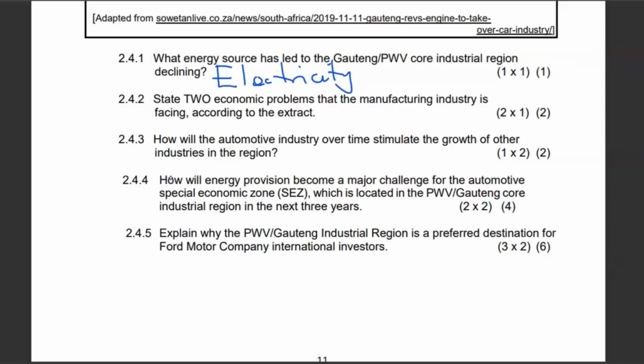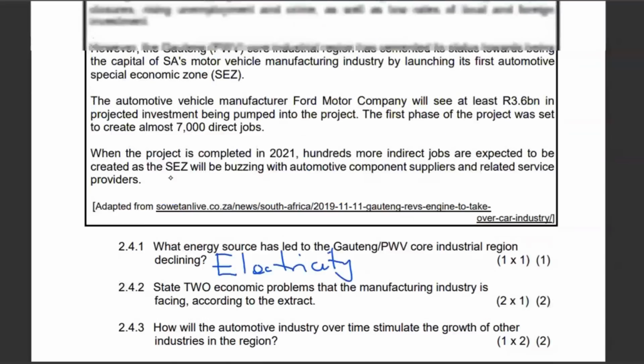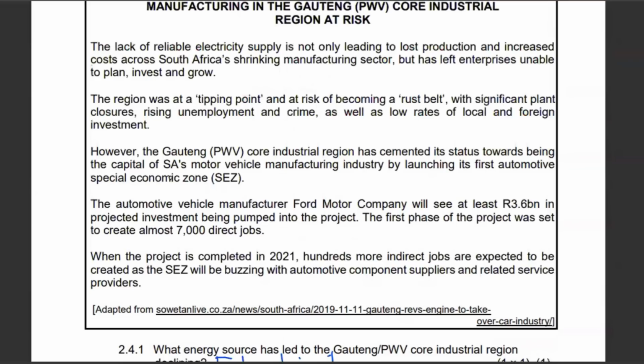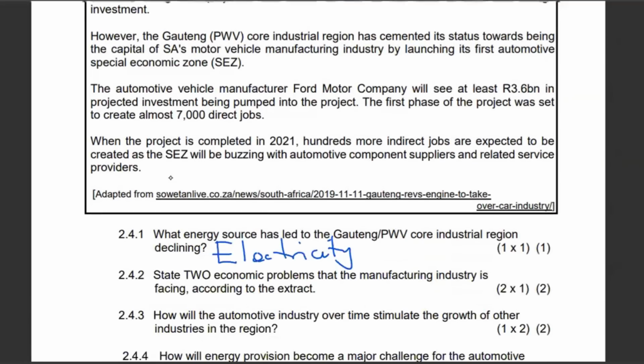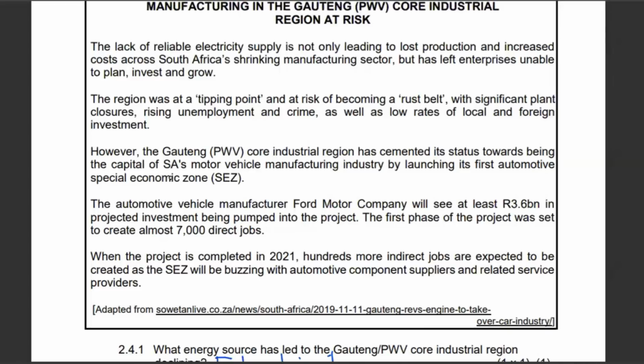Right. State two economic problems that the manufacturing industry is facing according to the extract. This is according to the extract. We want to try and identify the economic problems that the manufacturing industry is facing. Right. If we check the first paragraph, lack of reliable electricity is not only leading to lost production, increased costs, South Africa shrinking manufacturing sector, but that has left, there's no economic factor there.